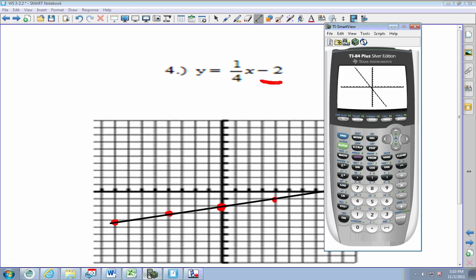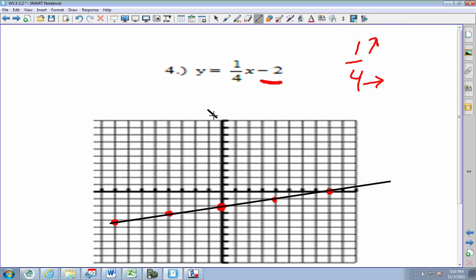Now I can go to y equals and put in 1 divided by 4 for 1/4 x minus 2 and press graph. Okay, looks like I did it right. Now let's answer another question. Let's figure out what is my x-intercept. My x-intercept is right here. 1, 2, 3, 4, 5, 6, 7, 8. It is 8, 0.